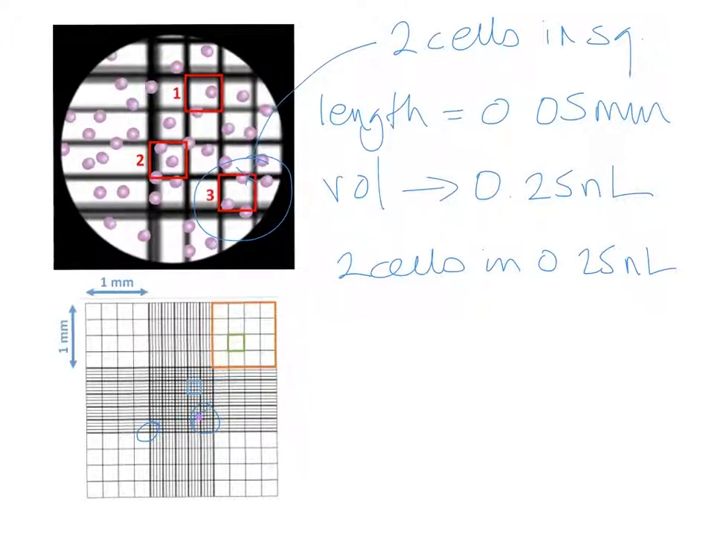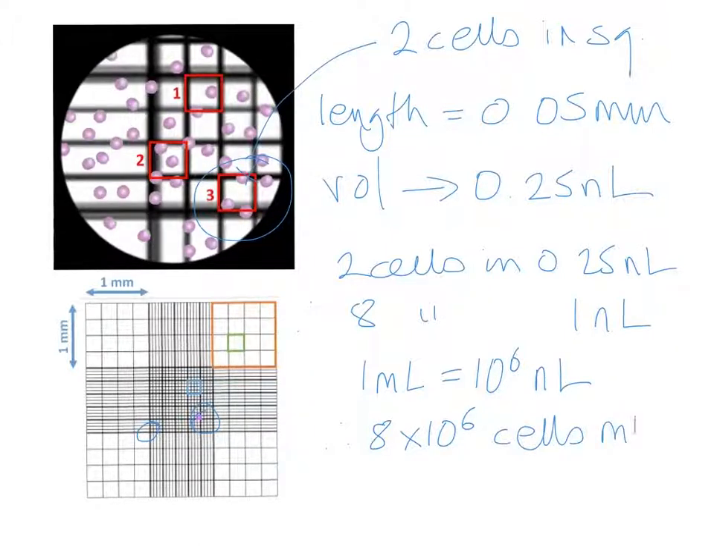So what we can do is to then work up. So we can say, well, if we've got 2 cells in 0.25 nanoliters, then therefore we would have 8 in 1 nanoliter. Okay, that's fairly straightforward. Okay, so we know that 1 mL equals 10 to the 6 nanoliters. So therefore we must have 8 times 10 to the 6 cells per milliliter. So if we first of all work out the cells in 1 nanoliter, then we can use that volume conversion there to get to our final answer.